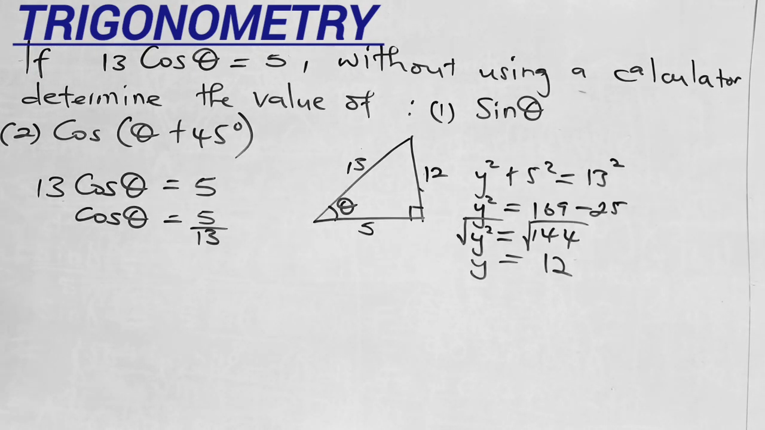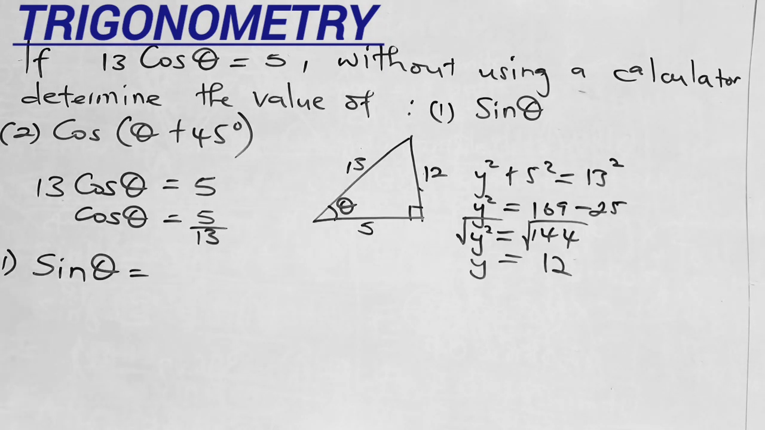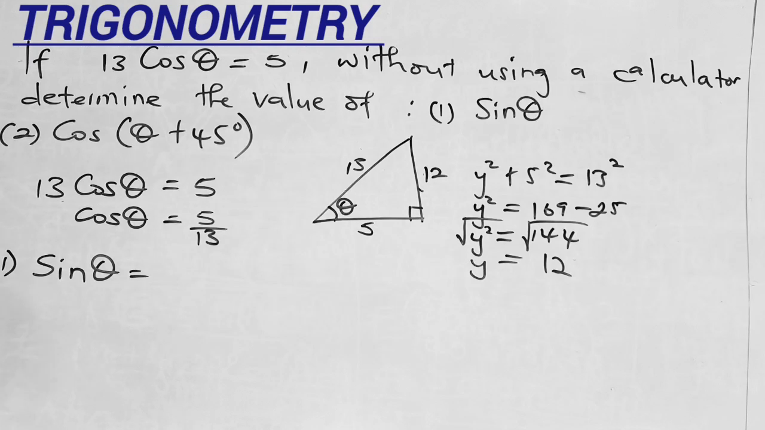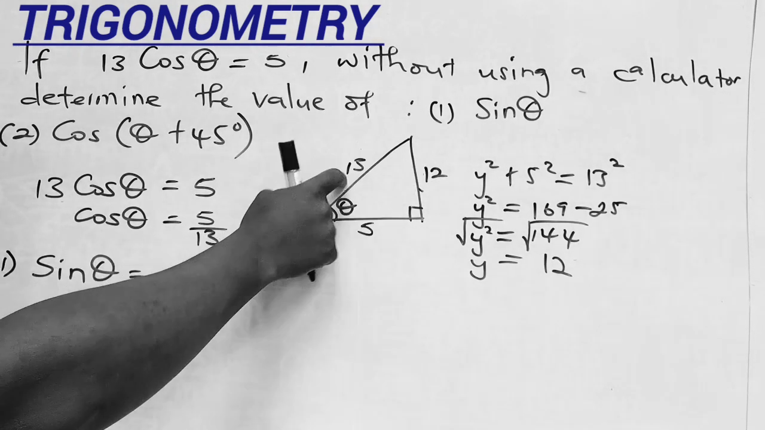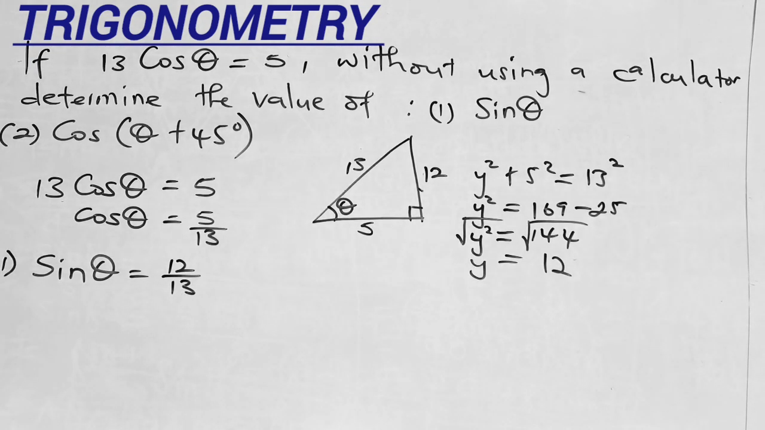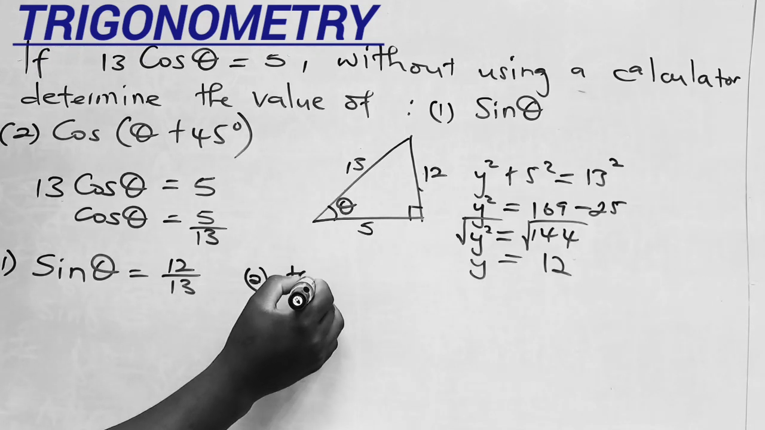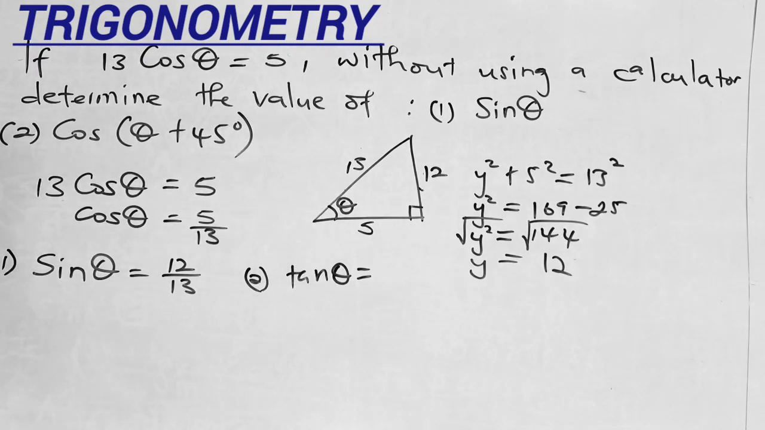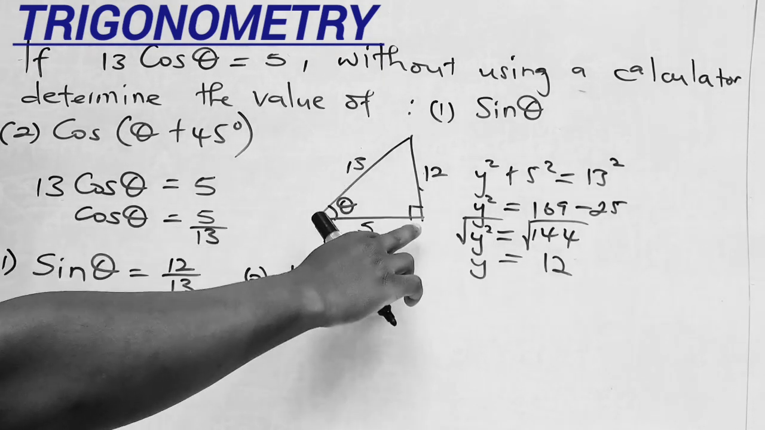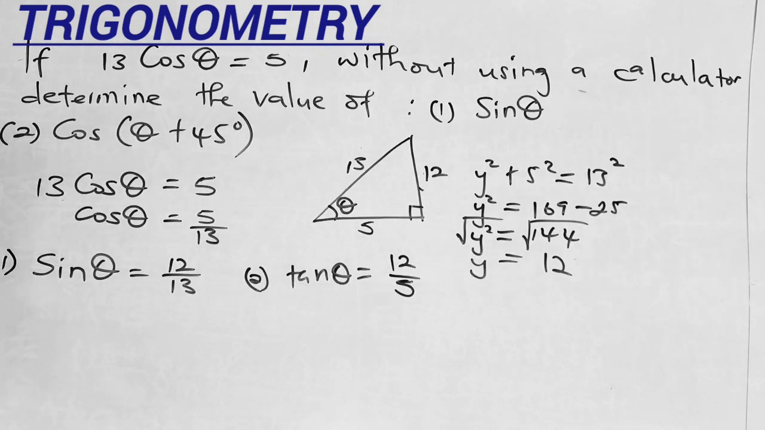So the first question says determine the value of sin theta. So sin theta, from trig ratio, sin theta is opposite over hypotenuse, which is 12 over 13. That's the value of sin theta. If they ask for tan theta, tan theta is equal to opposite over adjacent, which is 12 over 5.